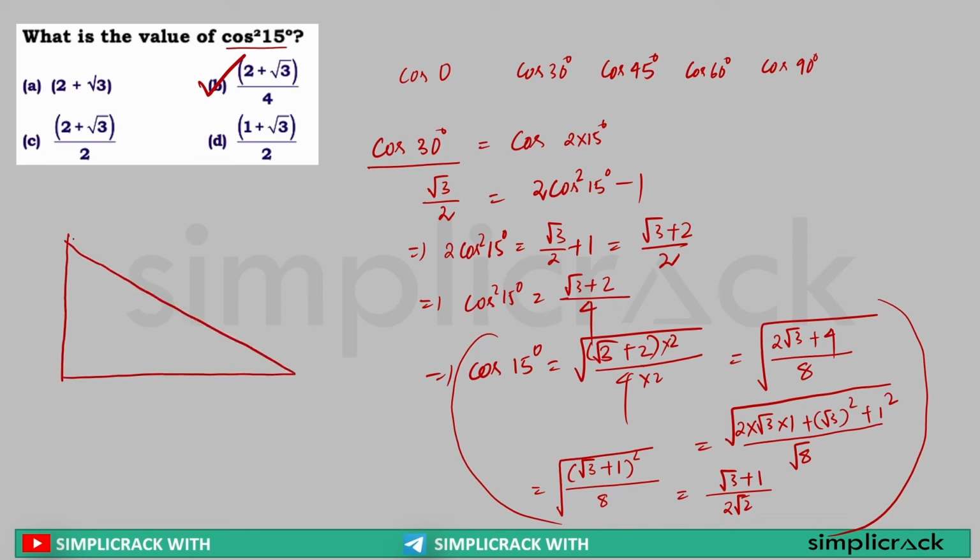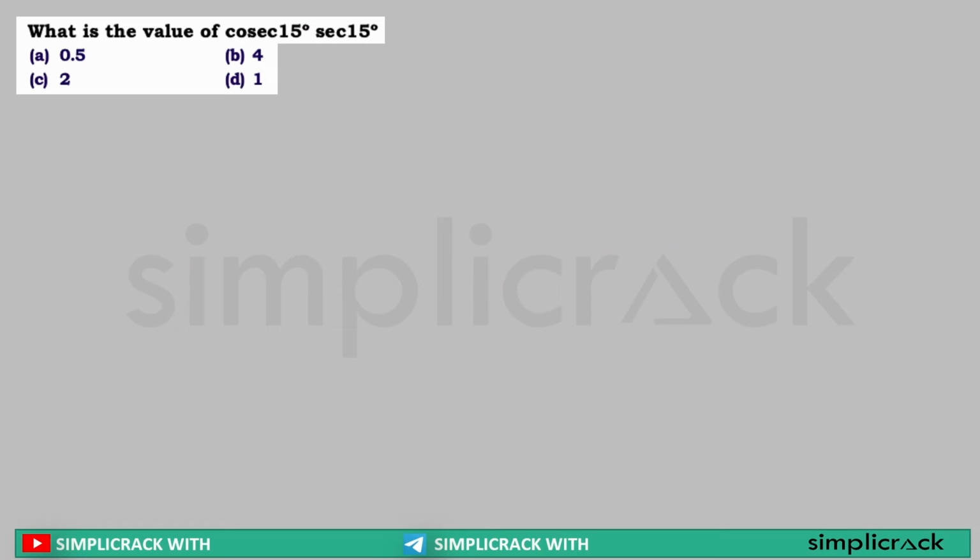If this is a right angle triangle, this is 90 degree, this angle is 75 degree, and this angle is 15 degree. So the perpendicular will be root 3 minus 1, this side will be root 3 plus 1, and the hypotenuse will be 2 root 2. This is the analogy you should be able to remember. Clear? Sorted? Yes or no? Yes.